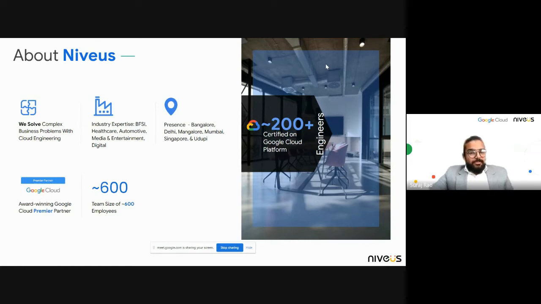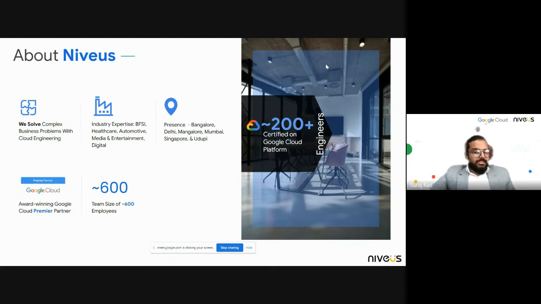So my name is Suraj Rao, and I'm part of the customer engineering team, and I head the Cloud FinOps vertical here at Niveus Solutions. You all must have heard about Niveus Solutions at some point of time. We are a Google Cloud Premium partner, and we have been awarded Breakthrough Partner of the Year 2020. We have our headquarters in Templetown, Udupi, Karnataka, and we also have a presence across India and Singapore. We are a strong team of 600 plus engineers working across multiple industries: BFSI, healthcare, automotive, media and entertainment, and digital.